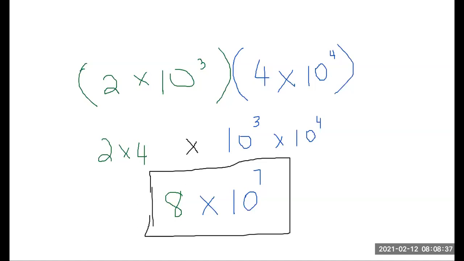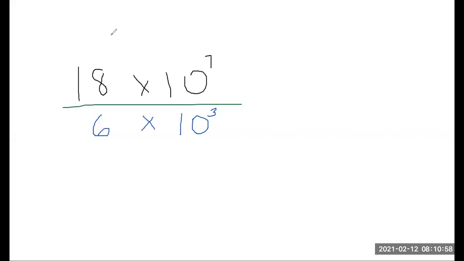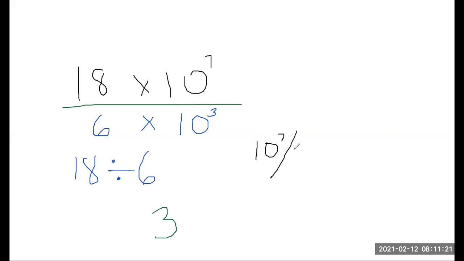Now let's look at a question where we're dividing scientific notation. I look at my first part, which is 18 and 6. So I do 18 divided by 6, which is 3. And then I look at my second part, which says 10 to the 7 divided by 10 to the third.